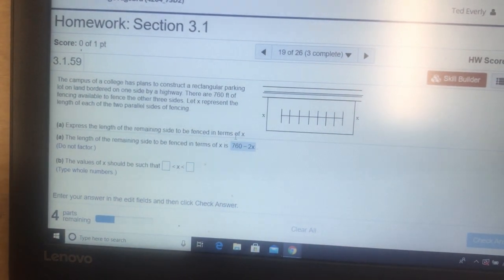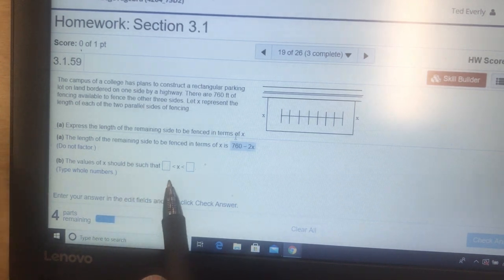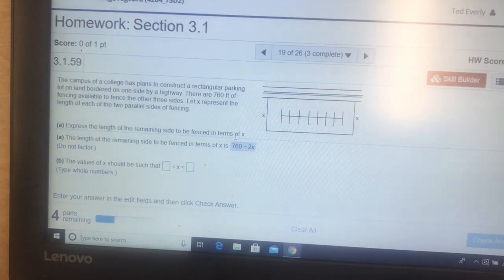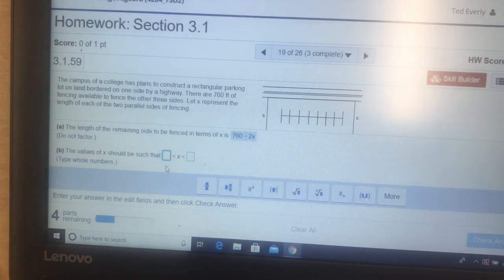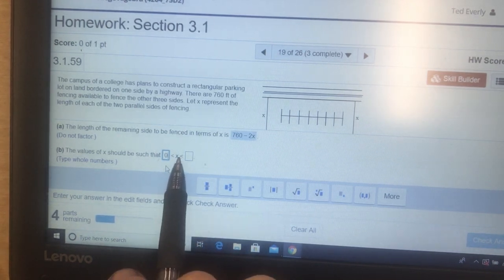All right. Now, here you go. Here's the values of X should be such that X is between what? Okay, well, X has to be greater than 0. So we're going to put a 0 here, which is saying 0 is less than X, which means X is greater than 0.